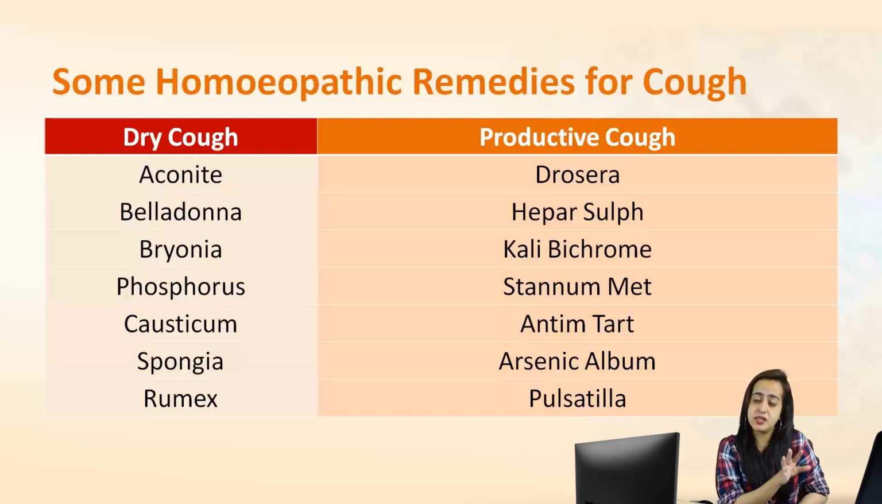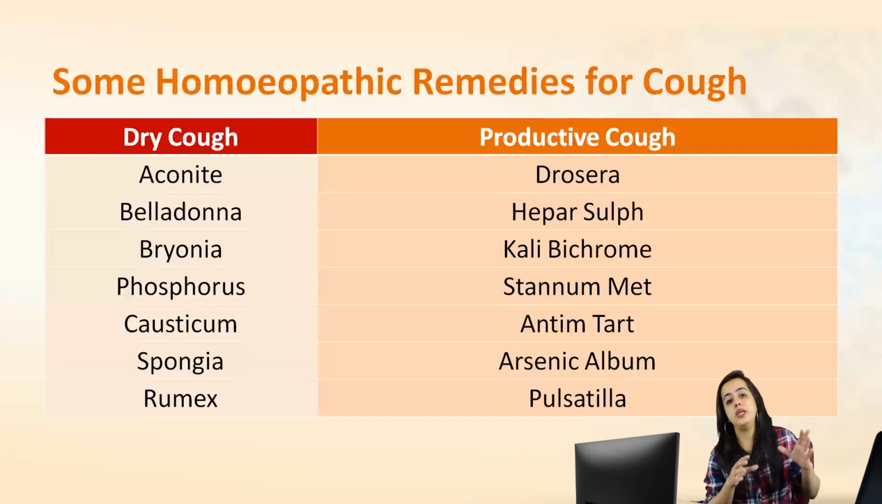Now, again, some of these remedies may have both, but generally, for dry cough, we can think of Aconite, Belladonna, Bryonia, Phosphorus, Causticum, Spongia, and Rumex. Similarly, if the patient has productive cough or there is expectoration, we can think of Drosera, Hepar sulph, Kali bichromicum, Stannum met, Antim tart, Arsenic album, and Pulsatilla.